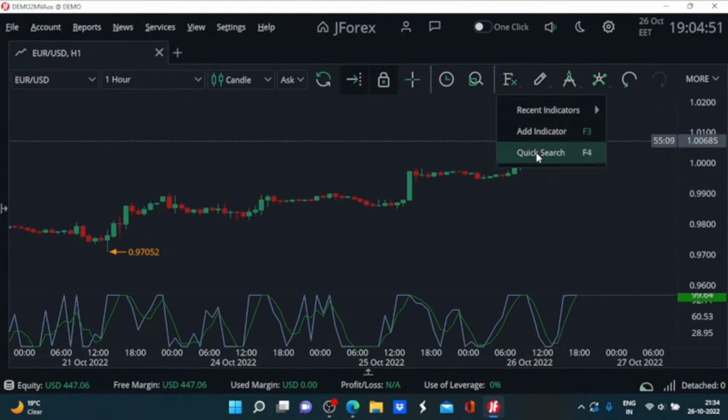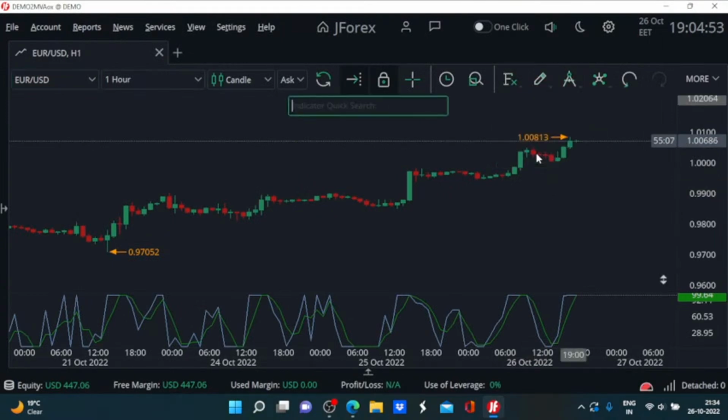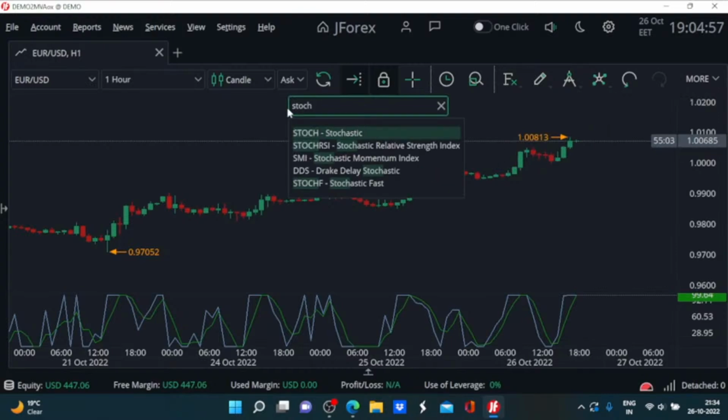As I said, another option is to simply type in here RSI or stochastic RSI and it will appear. Even if you simply type in the first few initial letters, you can then choose from this list. Here it is. All right.